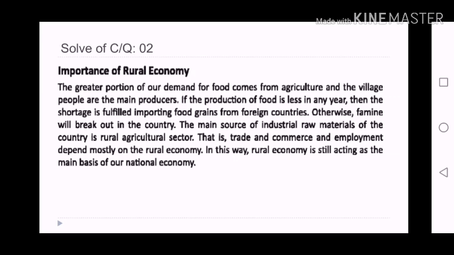The greater portion of our demand for food comes from agriculture and the village people are the main producers. If the production of food is less in any year, then the shortage is fulfilled by importing food grains from foreign countries. Otherwise, famine will break out in the country. The main source of industry raw materials of the country is the rural agriculture sector. That is, trade and commerce and employment depend mostly on the rural economy. In this way, rural economy is still acting as the main basis of our national economy.